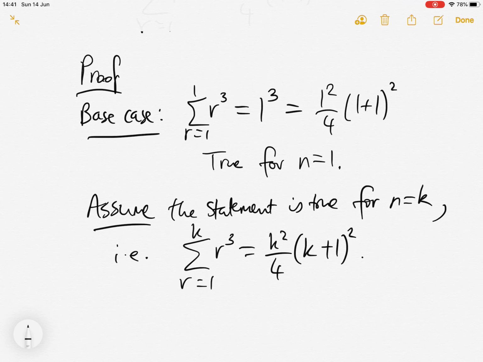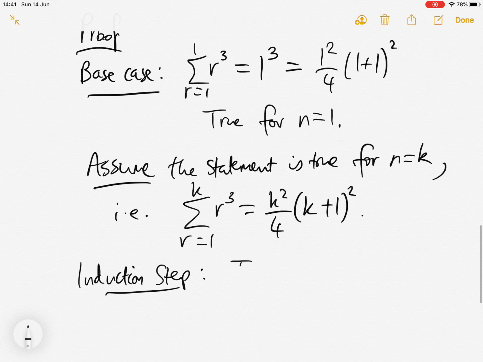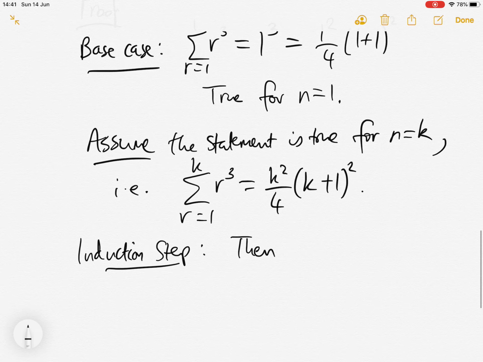Okay, third step, induction step. So I've made this assumption, and then I'm going to look at the sum from r equals 1 to k plus 1 of r cubed, which I can split up.